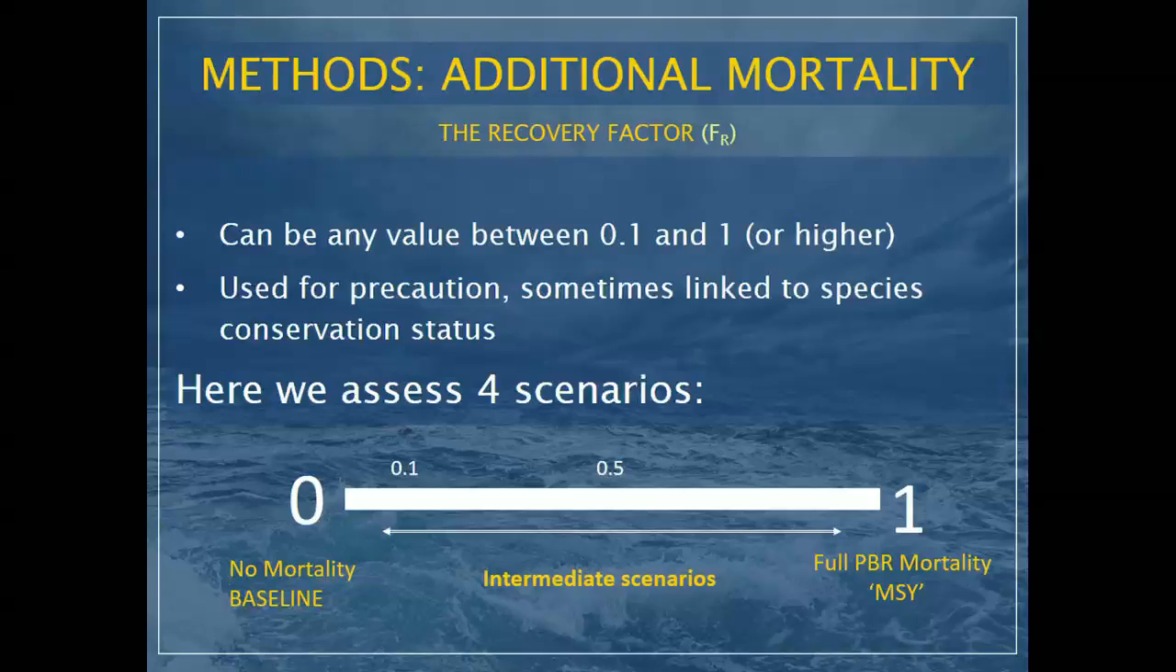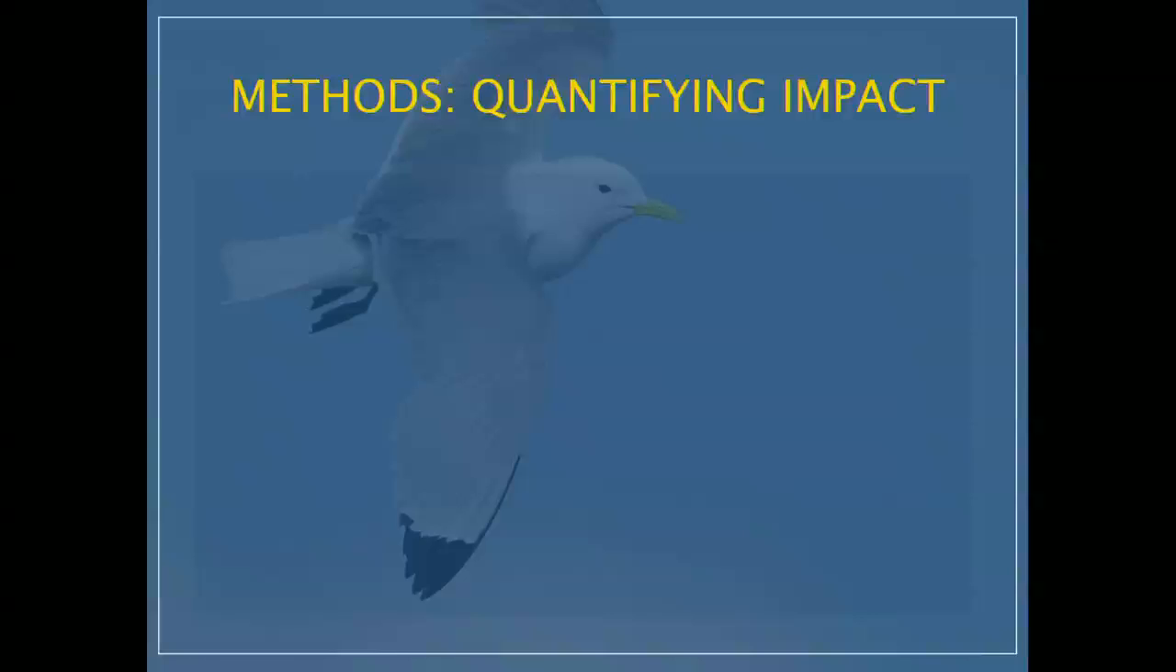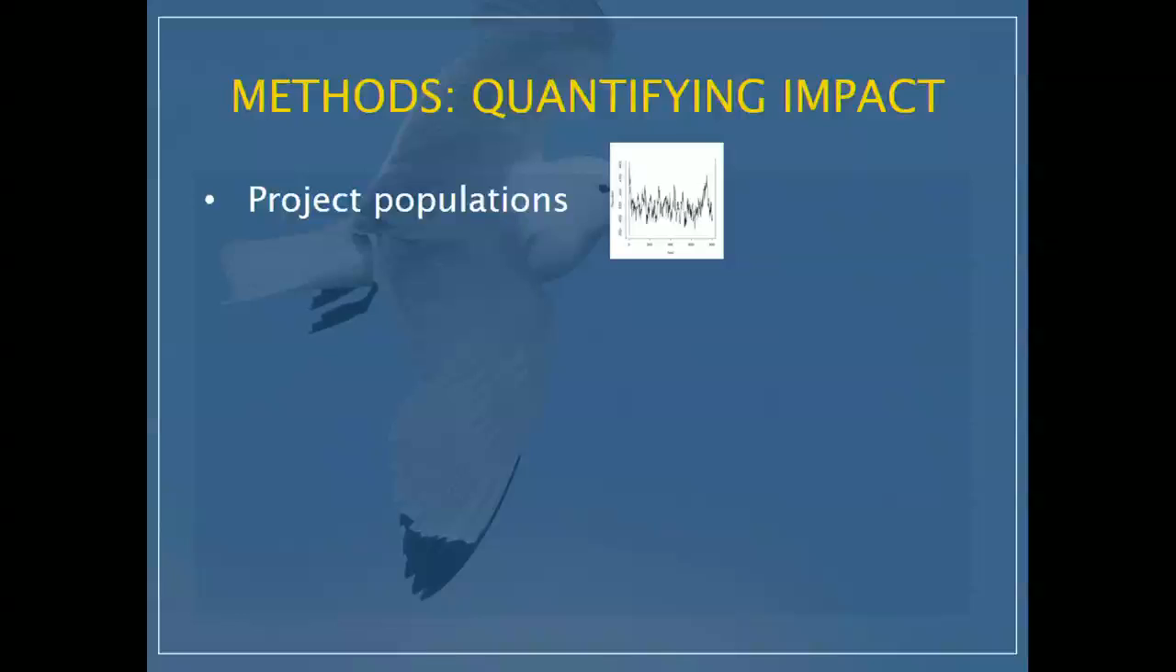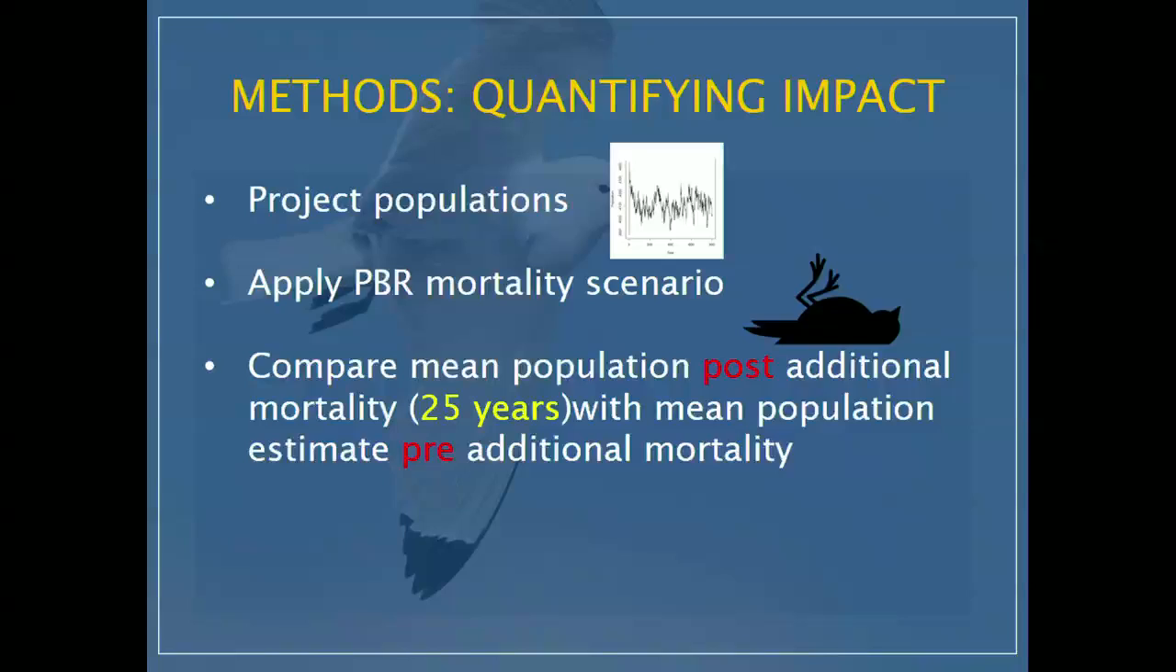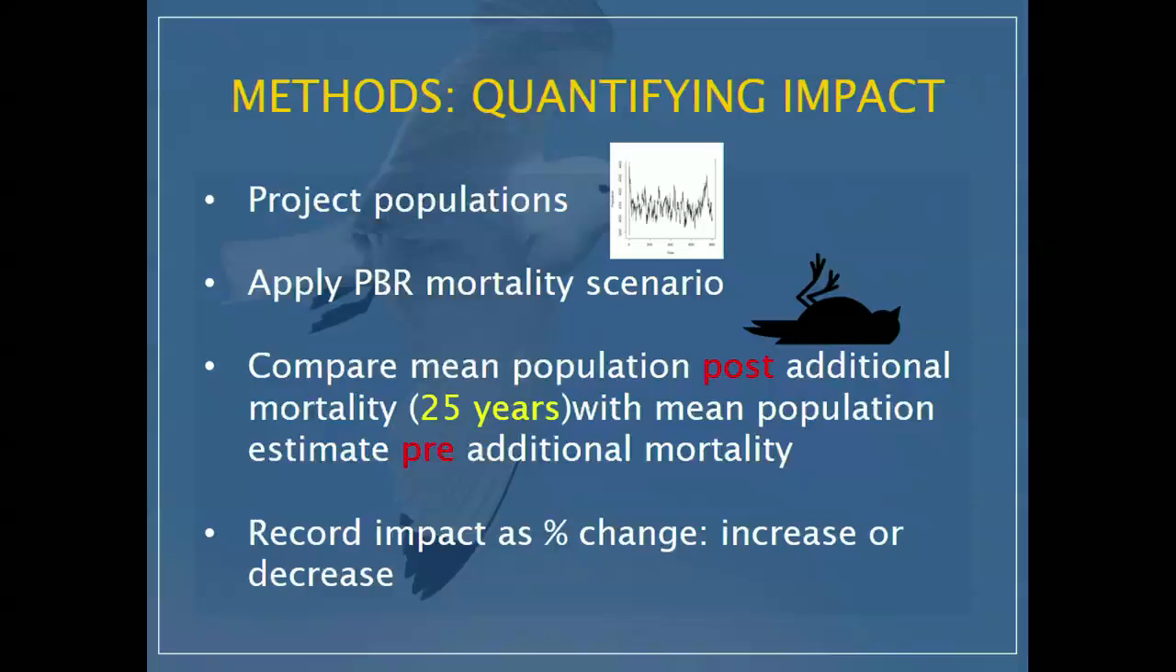So I've got my models, I've got my range of values for my two parameters of interest, and I have my mortality scenarios. How am I going to quantify my impact? I'm going to project my populations with different pairwise combinations of these values of regulation. And then I'm going to apply my mortality scenarios. In the 25-year period after I apply these mortality scenarios, which is the consented basis of the wind farm, I'm going to take a mean population estimate and compare that with a 25-year mean population pre-additional mortality. And then I'm going to record this impact as change. So has my population increased or decreased?